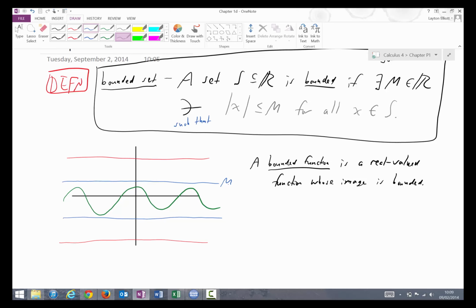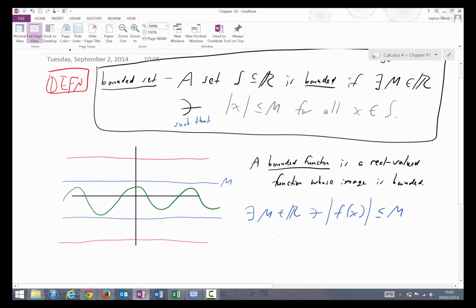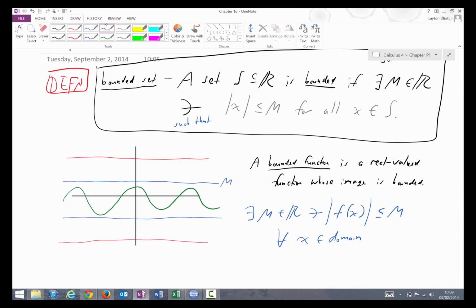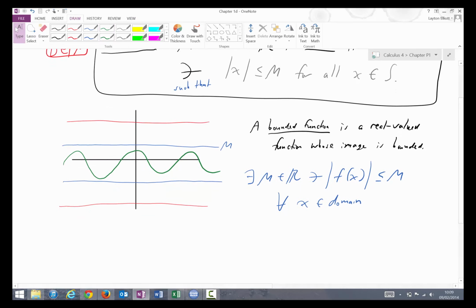But all that's necessary for bounded is that there exists some m in R, and this would be for a bounded function, such that the absolute value of f of x is less than or equal to m for any x in the domain. So that's an example, and actually the one I just drew was a cosine graph. Well, I guess sine or cosine depending on how it's shifted.